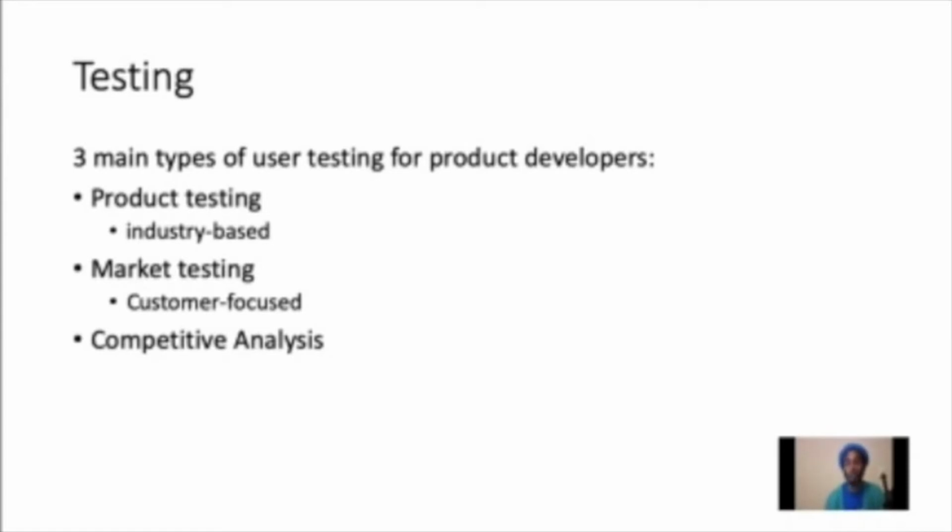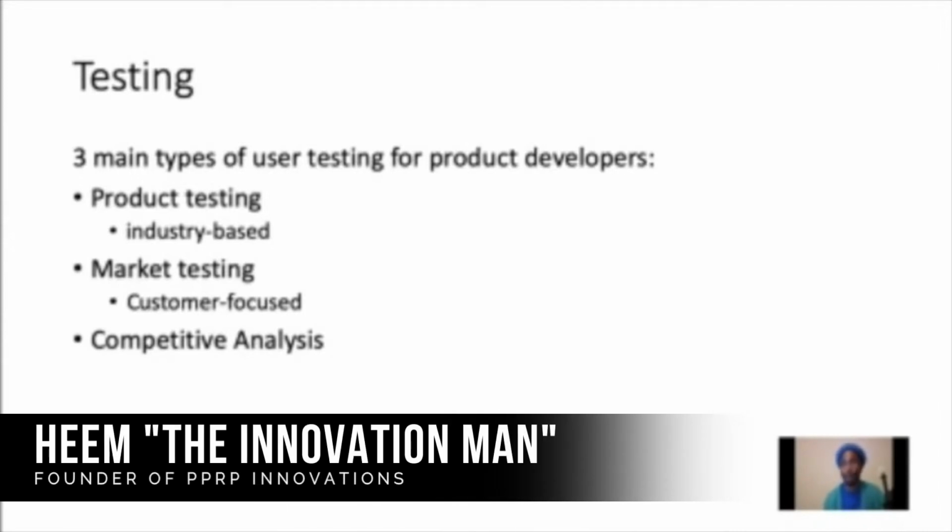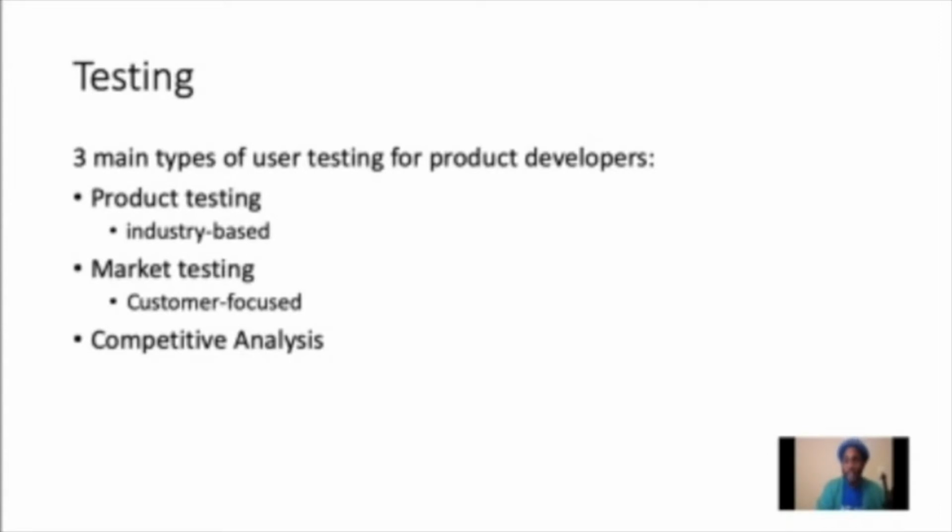As you conduct user testing with your product, there's three types of user testing that are usually associated with product development. The first type is product testing, or industry-based testing, making sure that your product is up to par in terms of industry standards. The next type of testing is market testing, making sure that your product is customer focused and delivers the highest amount of value to your customer.